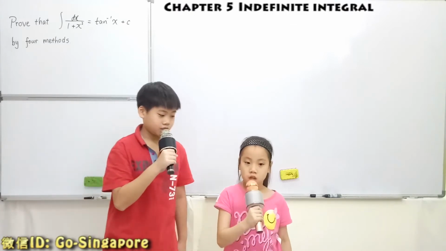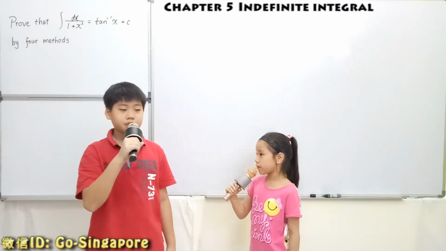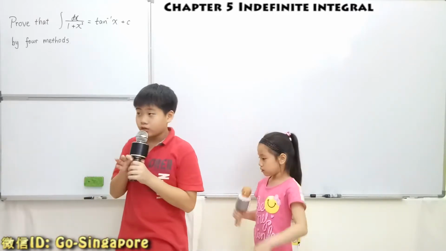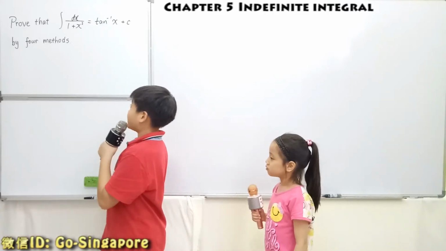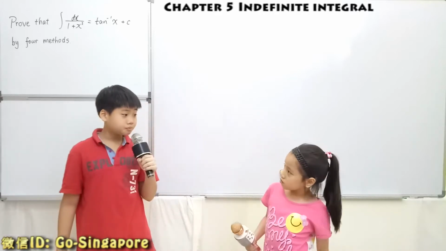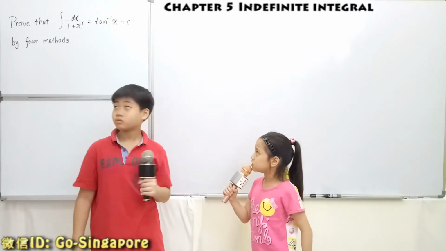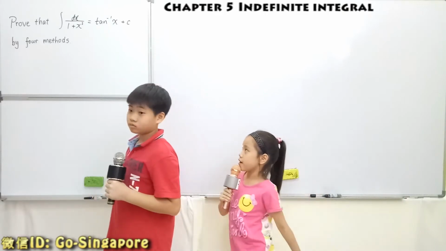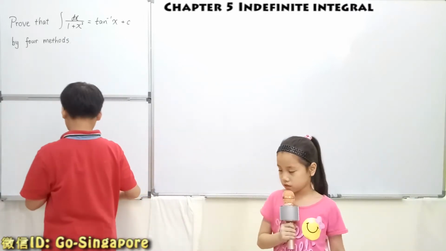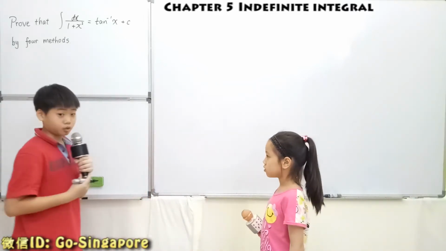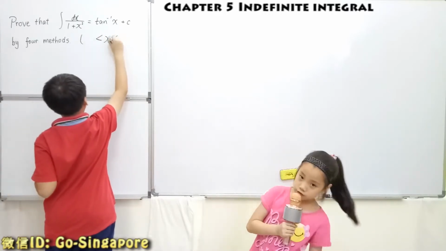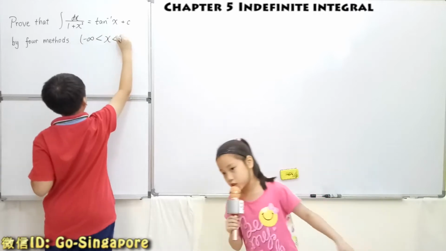This lesson is Calculus, Chapter 5, Indefinite Integration. This time, we will prove that the integral of dx over 1 plus x squared is equal to inverse tangent x plus c, and we need to use 4 methods. First, for the integrand, can we find the domain? Yes, the domain is from negative infinity to positive infinity.